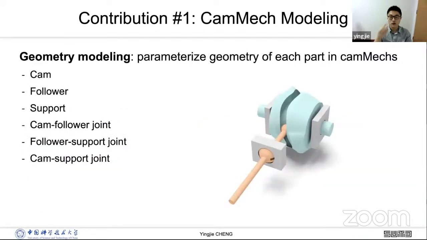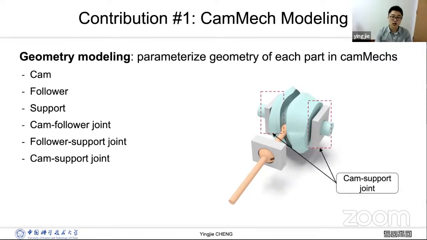For each class of the CamMech, we parameterize the geometry of each part, including the 3D cam, the gray part. The follower is in orange. Supports are in gray. The cam follower joint is a ball move-in groove joint, the follower support joint has 6 different types, and the cam follower joint can also be a cylindrical joint.